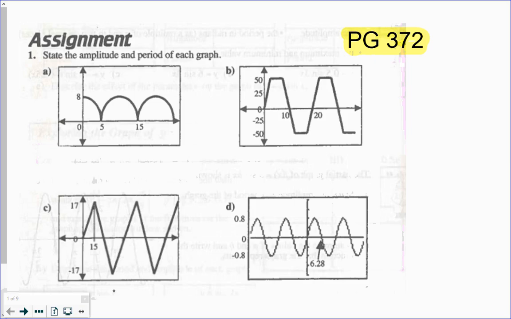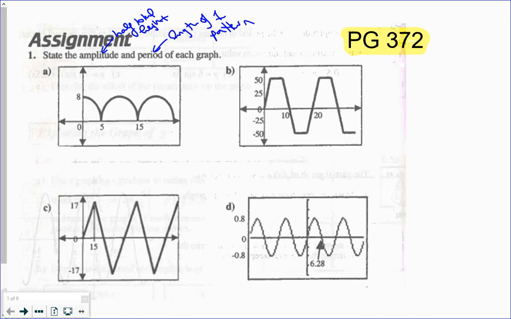So on page 372, these are what we call periodic functions because they have a repeating pattern. So amplitude and period are two different things. Amplitude is half the total height, and period is the length of one pattern. Okay?